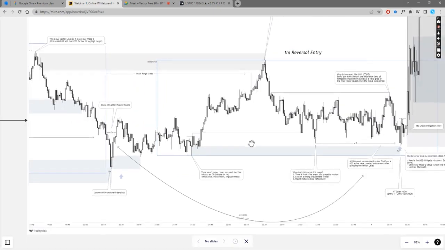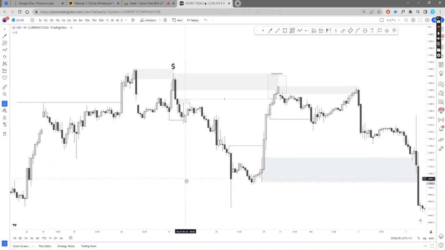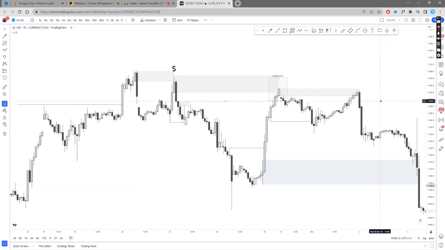But the vector level is a little bit more to explain. It takes a little bit more time. So I won't explain too much of the vector level, but there's a way to find out whether your market structure shift becomes similar to the way a change of character works. Okay.